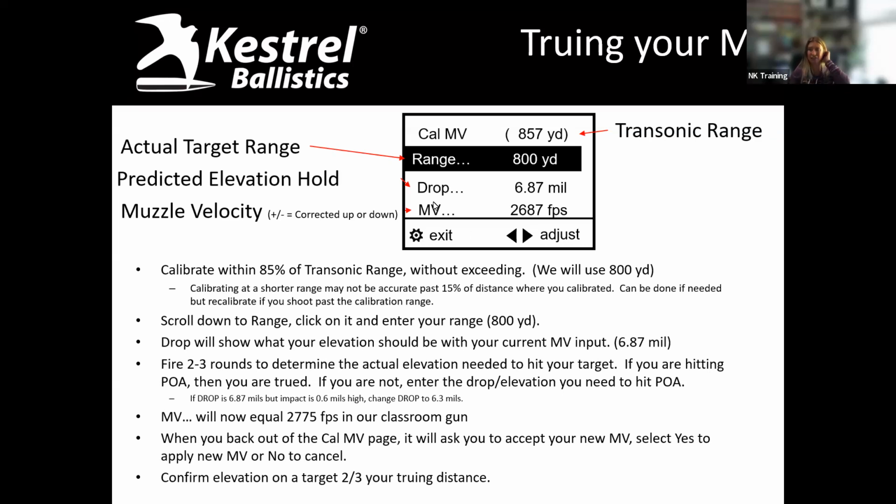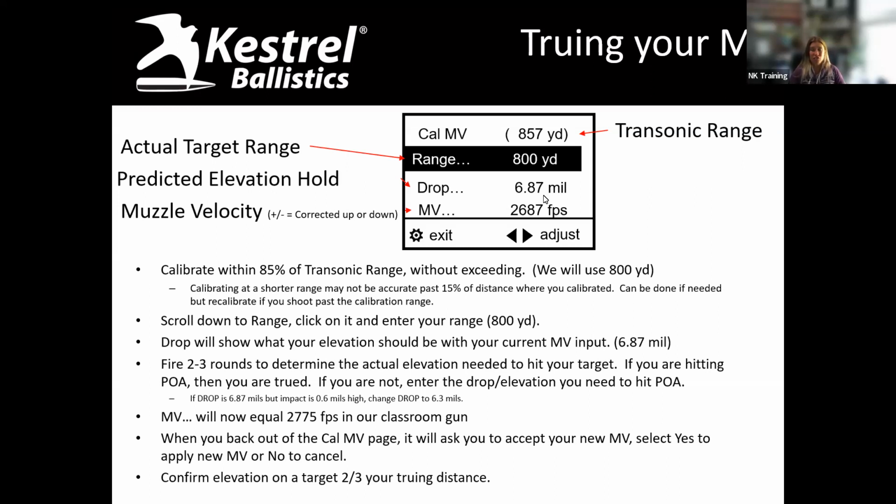But next line down, this drop, based on everything you've told it, the drop is your predictive elevation hold. The Kestrel's telling you in this scenario, you need to hold 6.9 mils. So 6.9 mils, send it. And again, in our scenario, we're saying you missed. It's not quite the right hold. So we had to adjust our hold from 6.9 mils to 6.3 mils. We didn't need as much elevation. We needed to level it out a little bit.